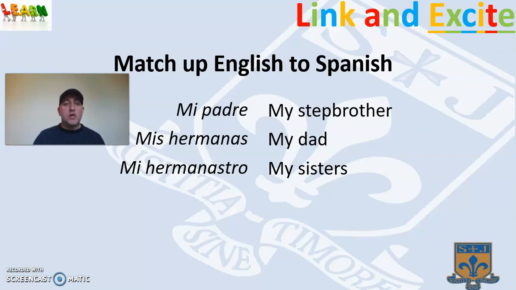I'm going to go through the answers now. So we've got mi padre right here, matches up with my dad. Mis hermanas right here, obviously because it's mis and then it ends with an S, the same as if a noun ends with an S in English, it's plural. So mis hermanas is my sisters, but what you'll notice is that my is also plural in Spanish. And then you've got mi hermanastro, which is right here. Hermanastro is the stepbrother. Like I said in class, it's like your stepbrother or your stepfamily come from outer space. Anyway, guys, let's go.